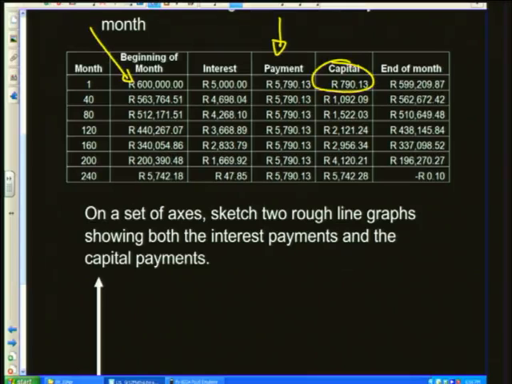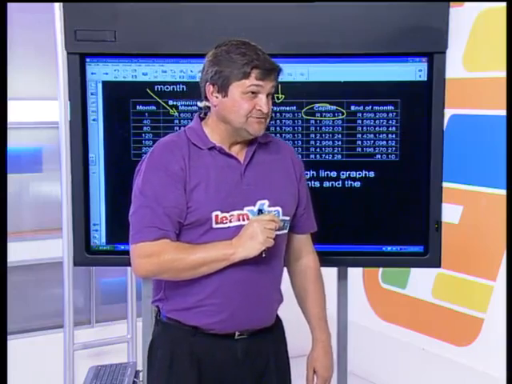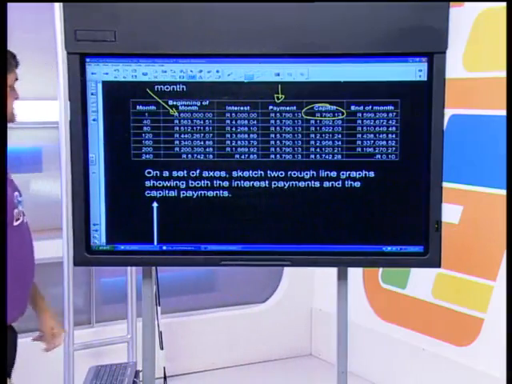5,000 Rand is interest that's been charged to you in that month. Now that's scary. Imagine paying 5,793 Rand a month and only 793 goes towards the loan. The rest of the money, the 5,000, is the interest that you're being charged. But I want us to notice something.